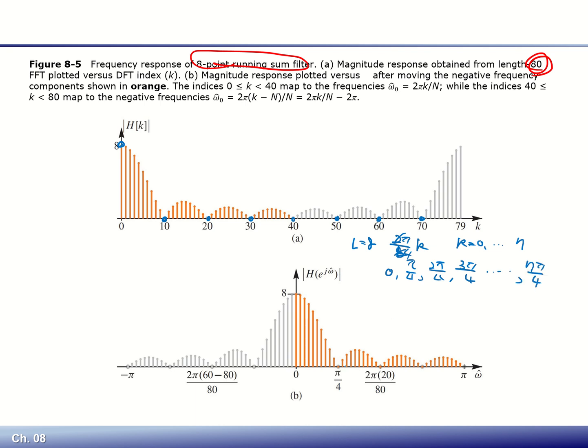So here 0 and pi over 4, 2 pi over 4, something like this. So when we have 10 times the sampling, we have 10 times more finer points, but every 10th one has the same value as the original one.